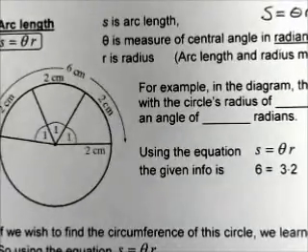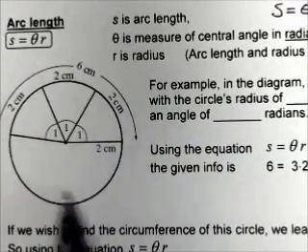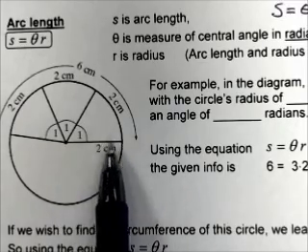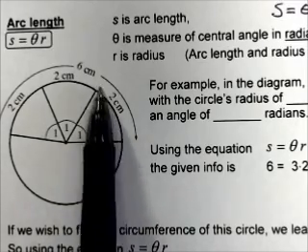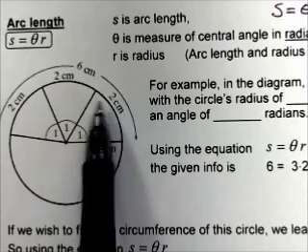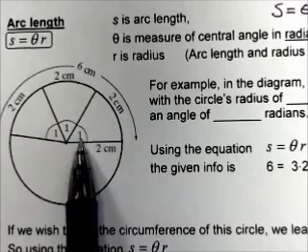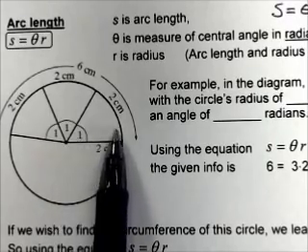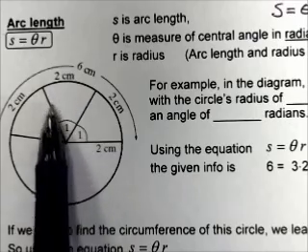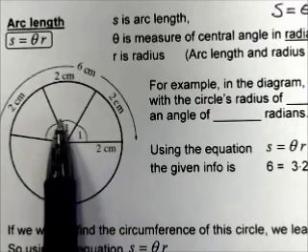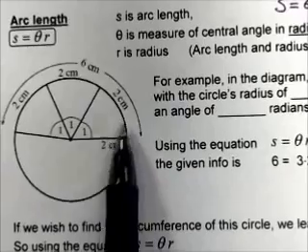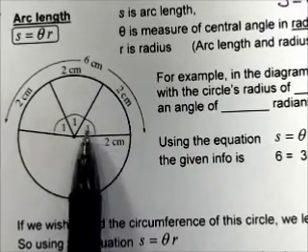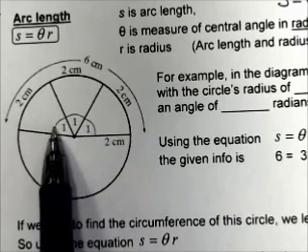Now what we have here is a diagram of a circle with a radius of 2 centimeters. One arc length of 2 centimeters has a central angle of 1 radian measure, right? And then another one, this arc length of 4 centimeters would have a central angle of 2 radian measures, and the arc length of 6 centimeters has a central angle of 3 radian measures.